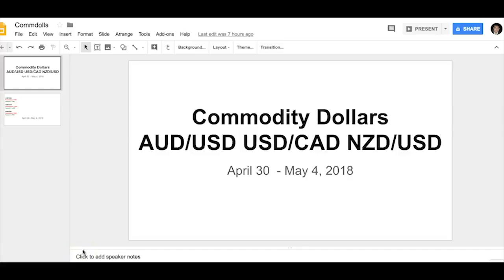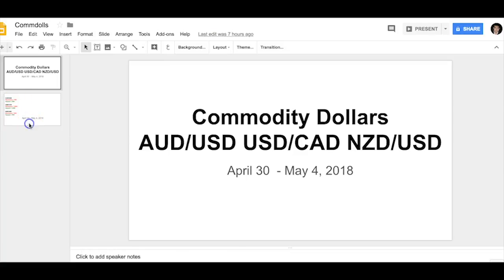Welcome to the weekly technicals for the commodity dollars: Aussie dollar, dollar CAD, and Kiwi dollar for April 30th to May 4th, 2018. The com dollars this week are, as usual, very much their own idiosyncratic story, but there are some interesting side stories of one com dollar against the other that I think are going to be developing. We'll take a look in the cross section as well.